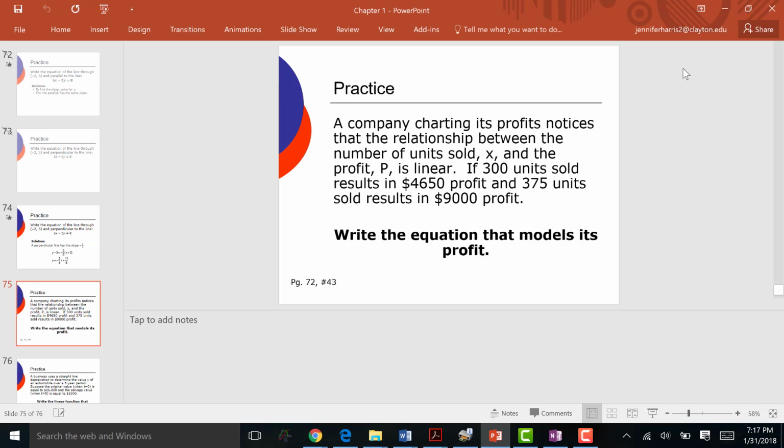So what am I gonna do? I've got two points, so I gotta go calculate the slope? Yep, you gotta go calculate the slope. So I'm gonna do M is equal to 9,000 minus 4,650 over 375 minus 300. All right, somebody help me do the math. 9,000 minus 4,650, what is that, 3,450? Or 4,350? Somebody tell me, which one is right? 4,350? All righty, divide that by 75, is that 58?